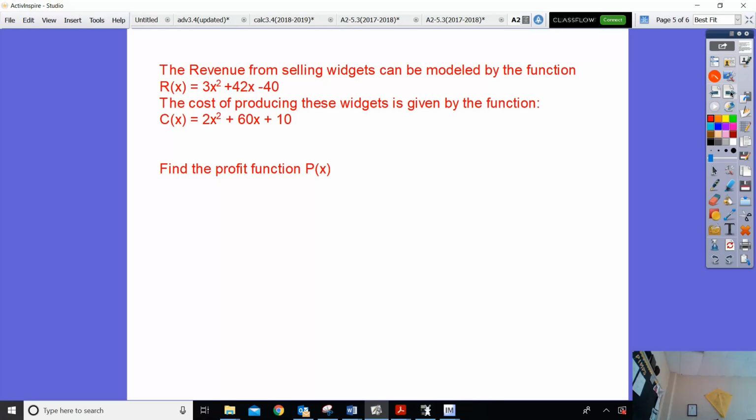It says, even though it's talking about widgets, who cares? The revenue from selling widgets can be modeled by the function R of x is 3x squared plus 42x minus 40. The cost of making these widgets, C of x, is 2x squared plus 60x plus 10. Then it says find the profit function. How did you know you were going to subtract them from each other? Once you're done, we'll talk about how you knew that.